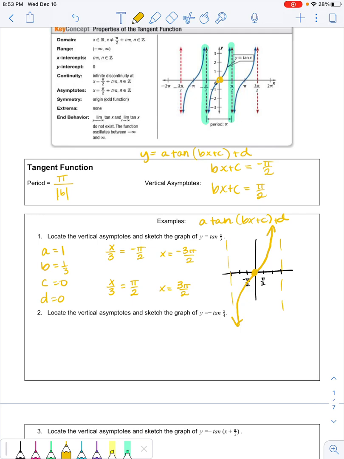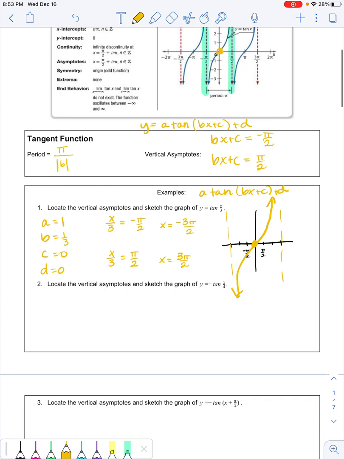So what would happen with something like number 2? Okay, number 2 is just a slightly different equation. We have the negative tangent of x over 4. So we could list all of our values. We know that our a is 1, our b is 1/4, our c is 0, our d is 0. But we notice that there is a reflection. Okay, so this graph has been reflected over the x-axis.